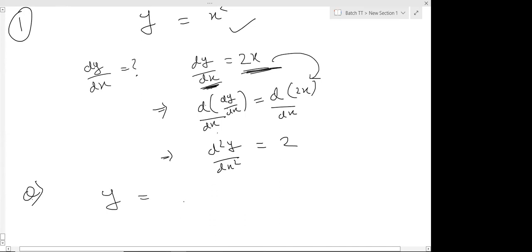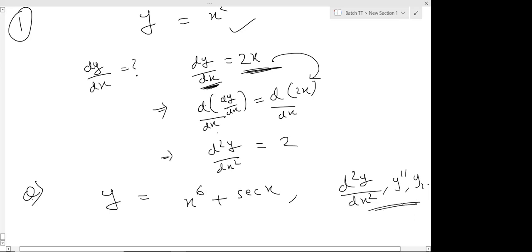To solve this question, y equals x to the power 6 plus sec x. Find d2y upon dx square. All right. Or you can say y double dash or y2. If anything is written, they mean the same thing. All right. Raise your hands when done, and I need the answer on chat.